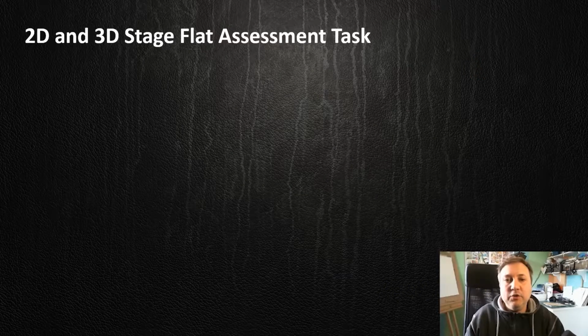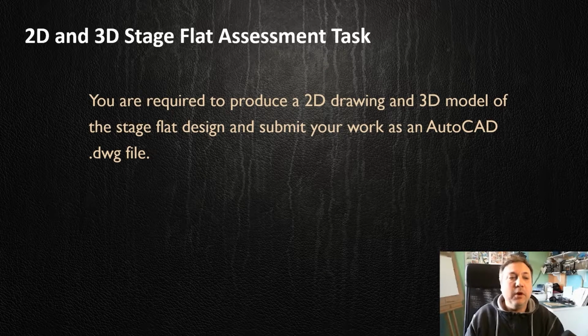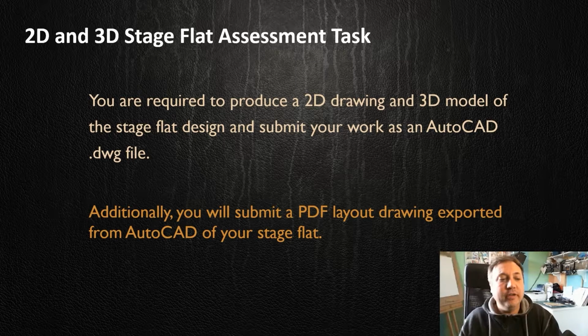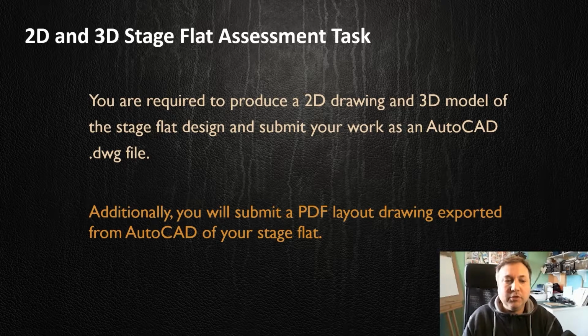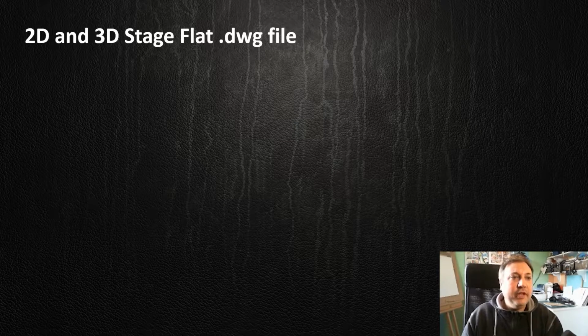So as you will have seen in your module handbook, you are required to produce a 2D drawing and a 3D model of a stage flat, and you need to submit your work as an AutoCAD DWG file. Additionally, you will submit a PDF layout drawing as well, which has been exported from AutoCAD of your stage flat. So let's go through those individually then. So the 2D and 3D stage flat.